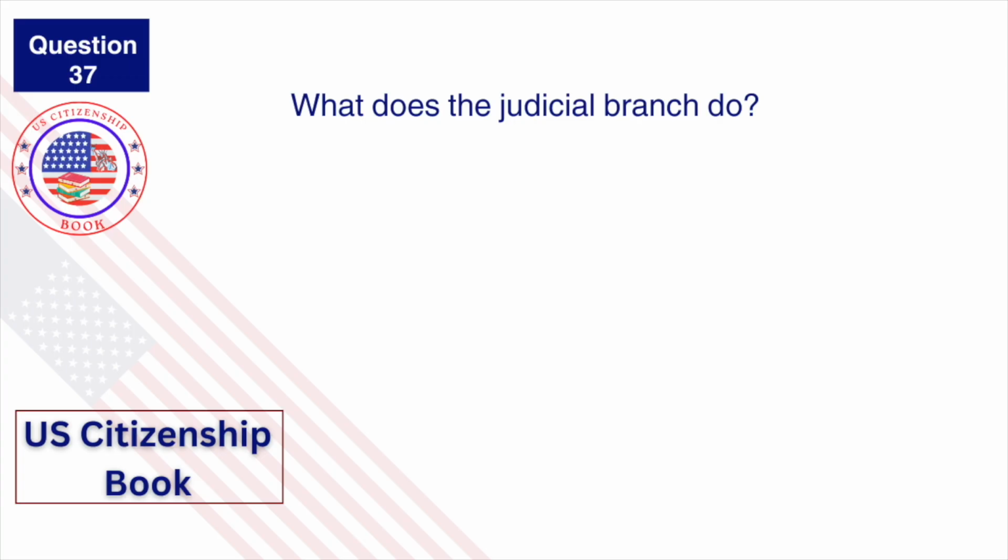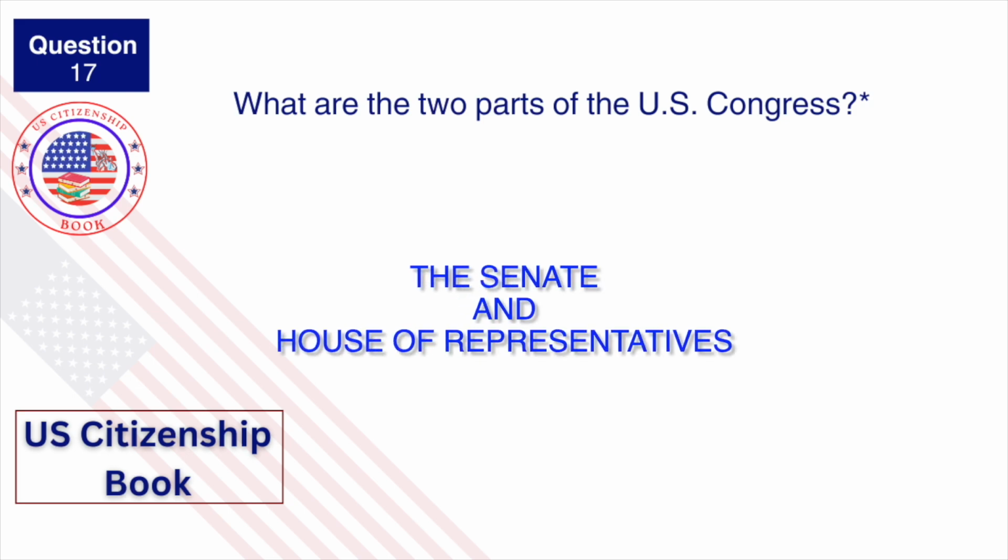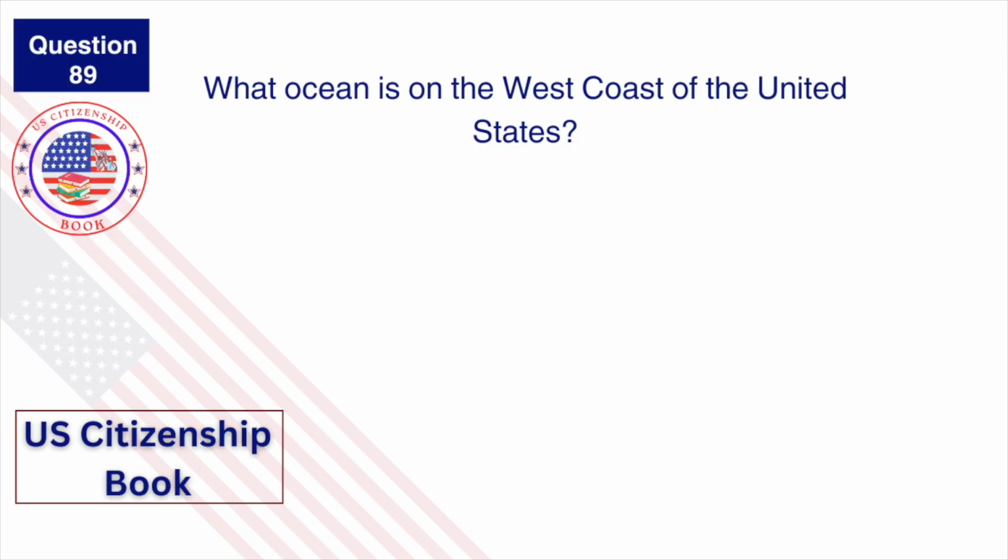What does the judicial branch do? Reviews laws. What are the two parts of the U.S. Congress? The Senate and House of Representatives. What ocean is on the west coast of the United States? Pacific Ocean.